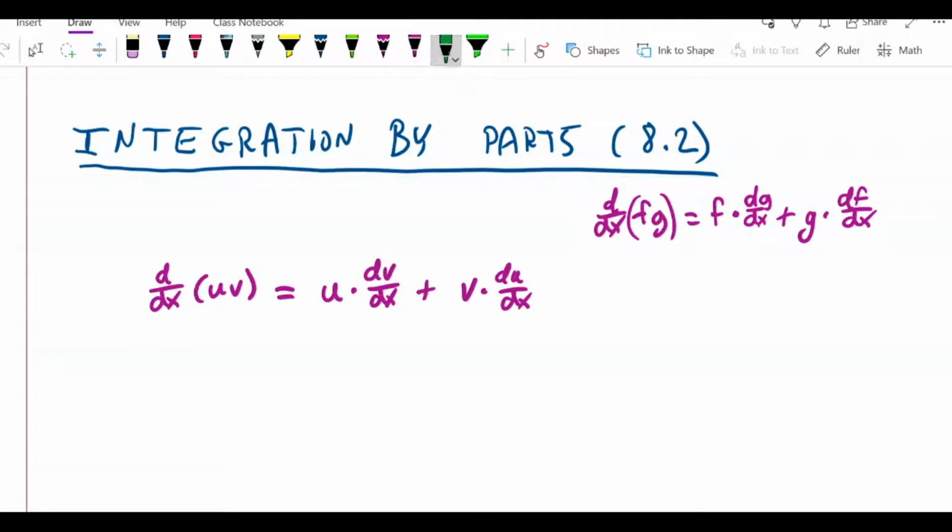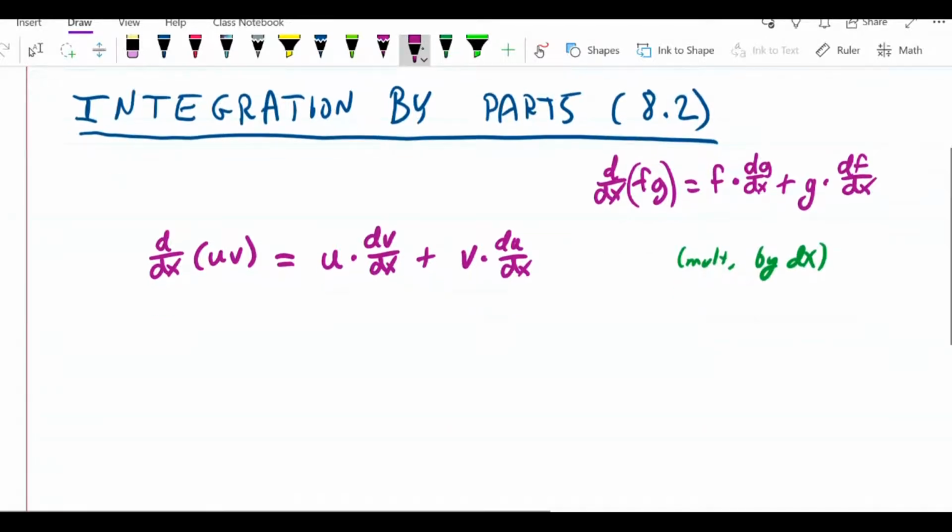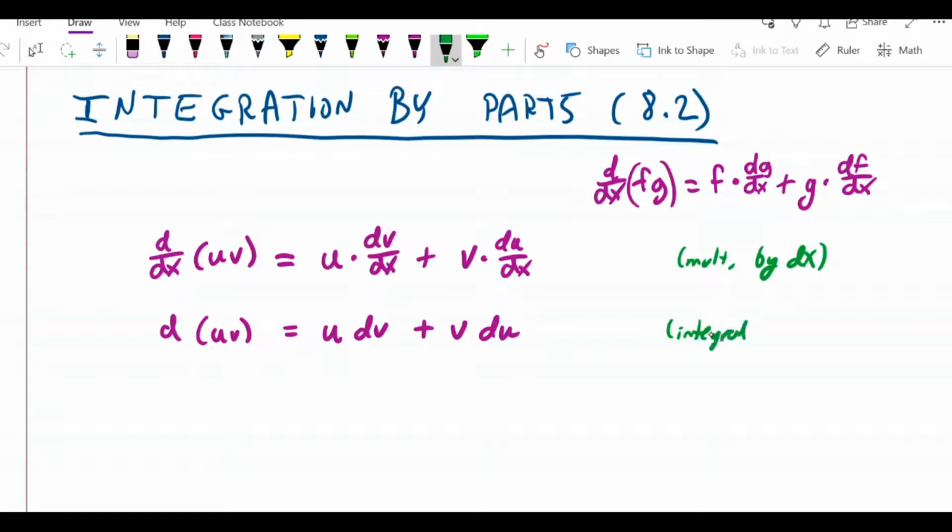Now what we're going to do is multiply that entire equation by dx, because you see we have dx in the denominator everywhere in the equation. So this becomes d(uv) equals u dv plus v du. Straight multiplication right there. Now we're going to integrate both sides. So I'm simply going to put an integral sign in front of both sides of the equation, and we'll see what we can do with this.